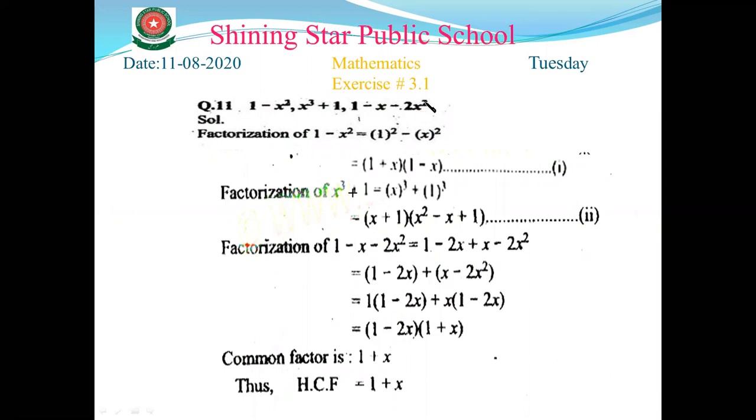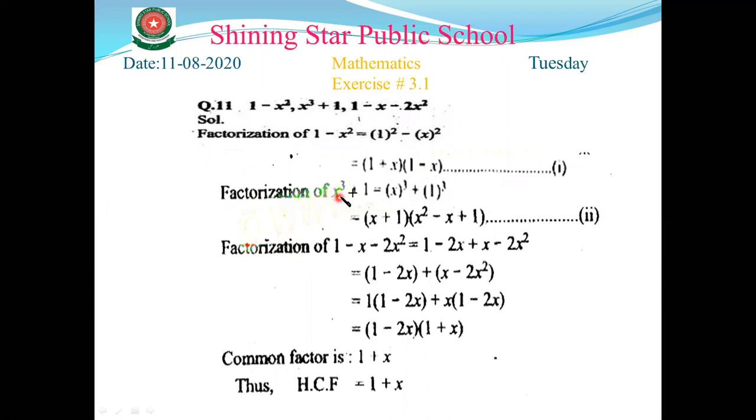So first of all, in the solution we have 1 minus x whole square, which is equal to 1 square minus x square. It means a square minus b square, and we know that a square minus b square is equal to a plus b, a minus b. So that's why we write here 1 plus x, 1 minus x.